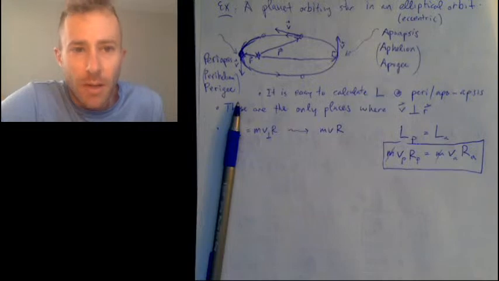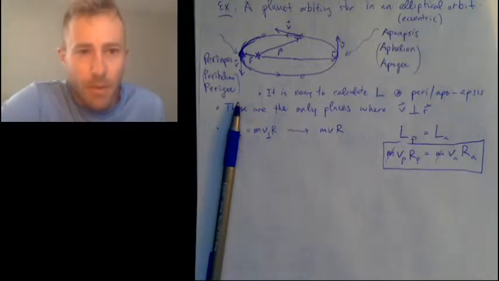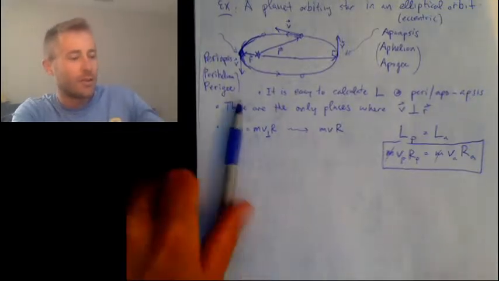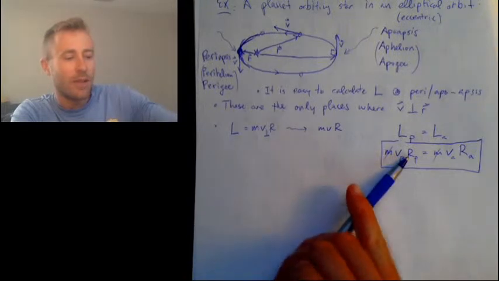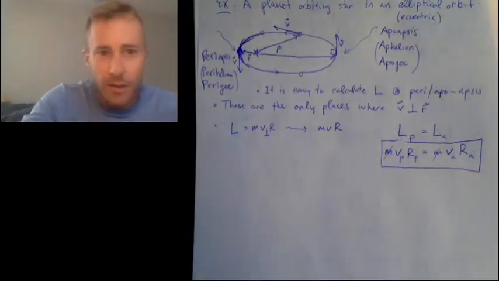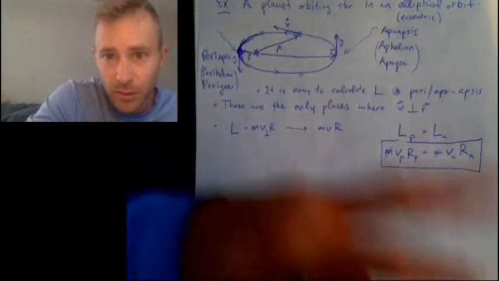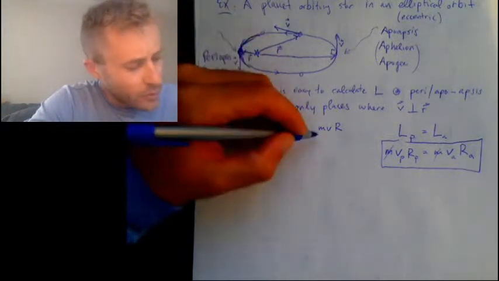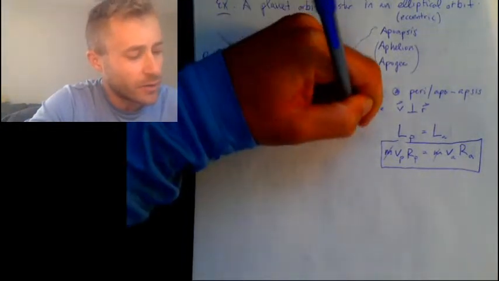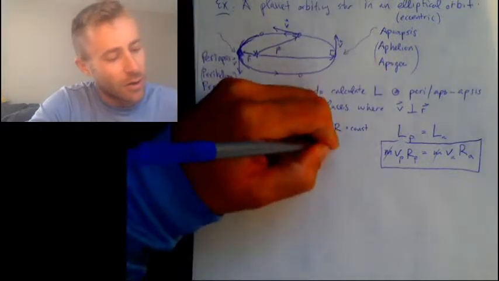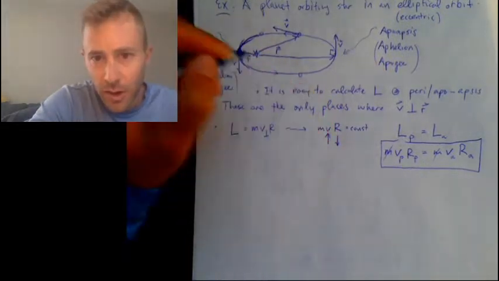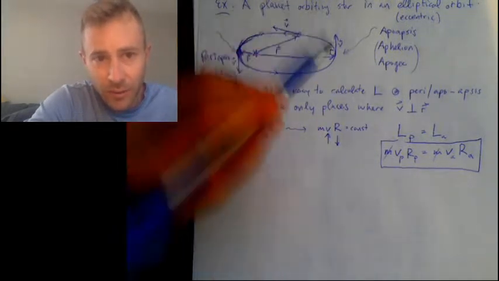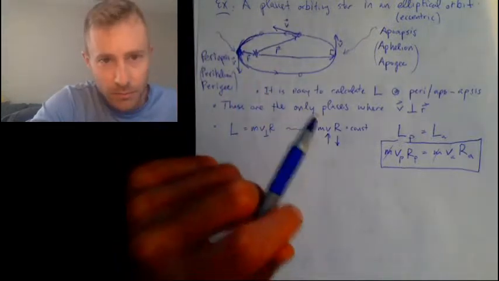Now, what that means is that the more eccentric the orbit is, the larger the difference between the periapsis and the apoapsis, and the greater the difference in speed between the two. If we think about this in terms of mvr equals a constant, we can see that as r goes down, the speed has to go up. So the planet is going to be going at its fastest at periapsis.